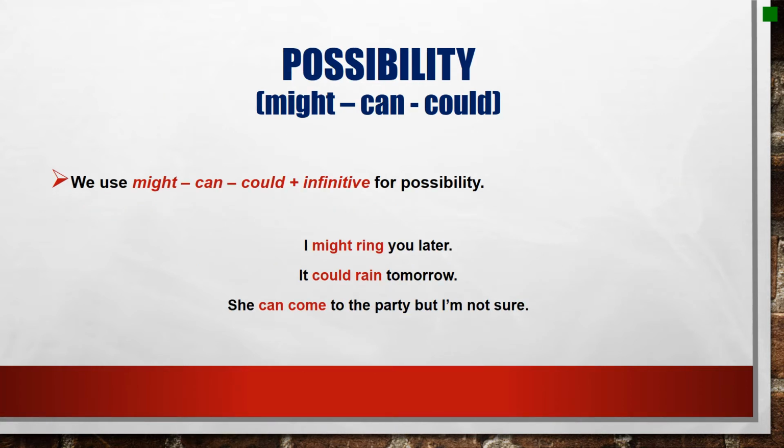We use might, can, could plus infinitive for possibility. Look at the examples. I might ring you later. It could rain tomorrow. This means there is a possibility that it will rain tomorrow. She can come to the party, but I'm not sure. Here in this sentence, you mean that there's a possibility of her coming to the party, but you're not very sure about that.